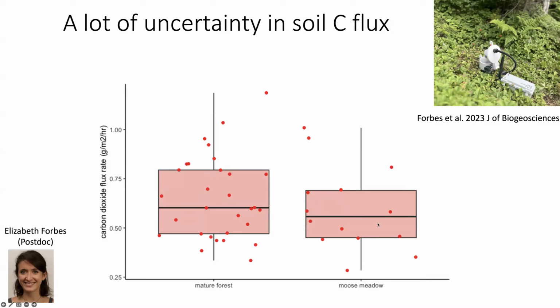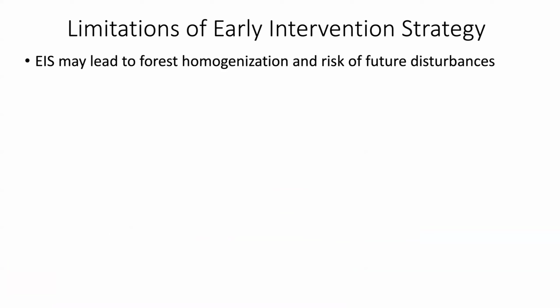And then moose meadows. The moose meadows are areas where there was a spruce budworm outbreak in the 70s and 80s, and that has failed to regenerate. The point I want to make is that there's a lot of variability in soil flux, even in mature forests, even in these previously budworm-infected forests. So I don't think we have a good handle on the impacts of forest management or eastern spruce budworm on soil flux, but I think these kinds of tools can help us get a handle on that.